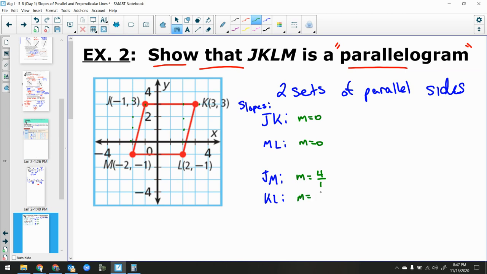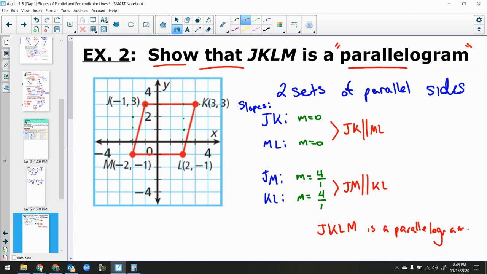My slope is 4/1. So I need to finish off by making a statement in the end. I need to say that these two being the same shows that JK is indeed parallel to ML. And these being the same shows that JM is indeed parallel to KL. So therefore, what did I show by this? Well, I showed that JKLM is a parallelogram.